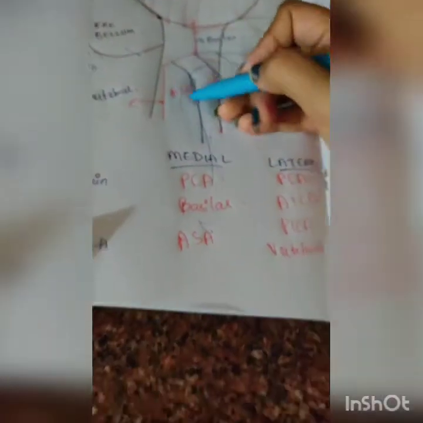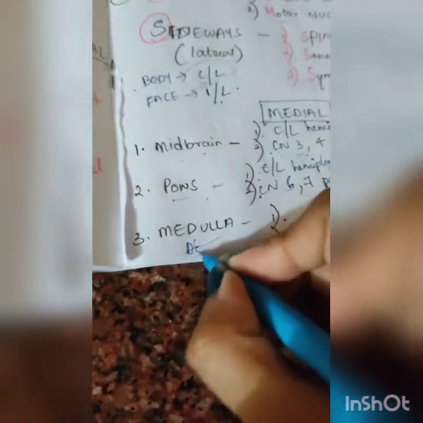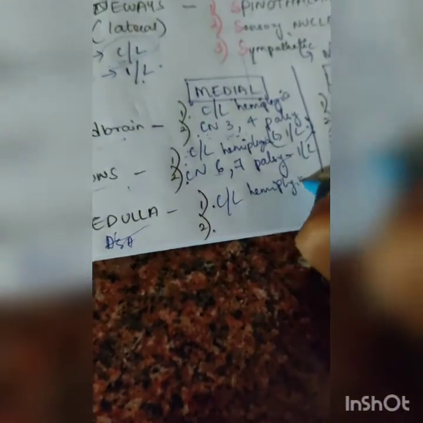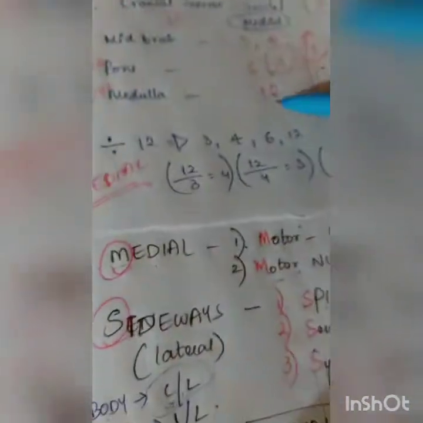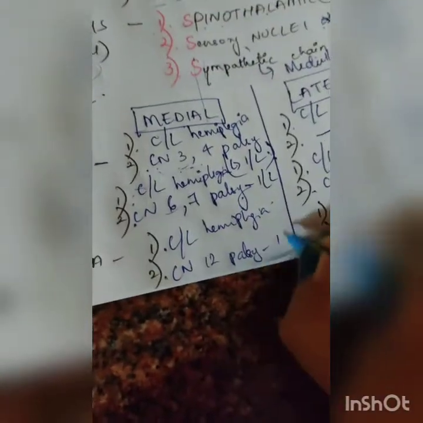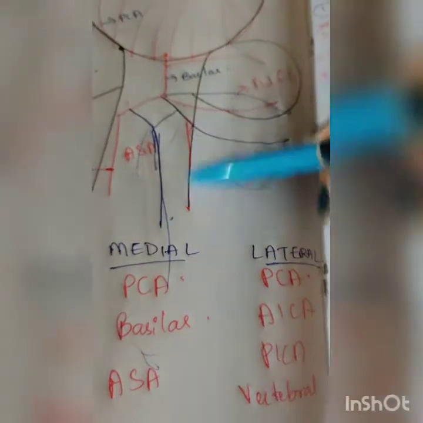And then the medulla. On the medial side, the medulla is supplied by the anterior spinal artery. Therefore, the lesions are going to be, first of all, motor, corticospinal, therefore contralateral hemiplegia. And the second one is motor nuclei. The motor nucleus is only 12. Therefore, cranial nerve 12 palsy, ipsilateral side. And the lateral medulla is supplied by PICA or the vertebral artery.